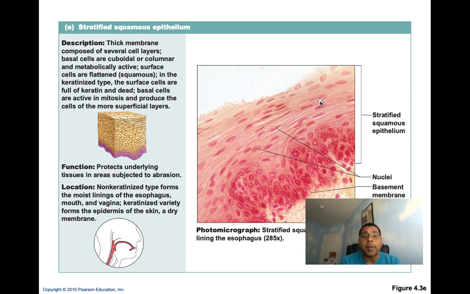Now, when we talk stratified squamous epithelium, we have keratinized and non-keratinized. In the keratinized type, the surface cells are going to be full of keratin. All of these cells are full of keratin, and they're dead. But here, as we can see, this is more of the non-keratinized type, and so we don't see those dead cells. Those basal cells are active in mitosis, as we've described, and they're going to be producing these cells that move up to the superficial layers.